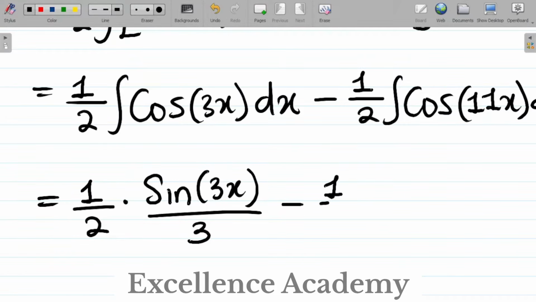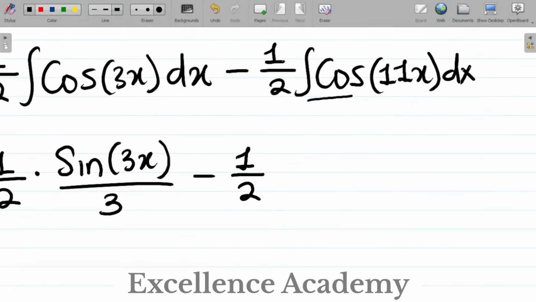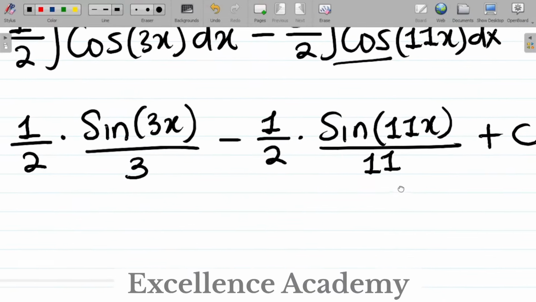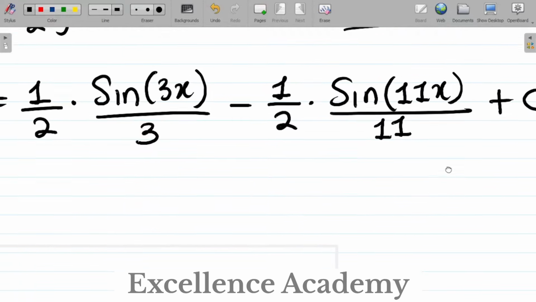Minus 1 over 2. Let's use the same shortcut here. Again, integrate cos, you have sine. Repeat what you have in brackets, 11x. And then finally, differentiate your bracket. If I differentiate 11x, I will have 11. That becomes the denominator. Of course, plus c, the constant of integration. So take note of this. This is how you do this particular integration.